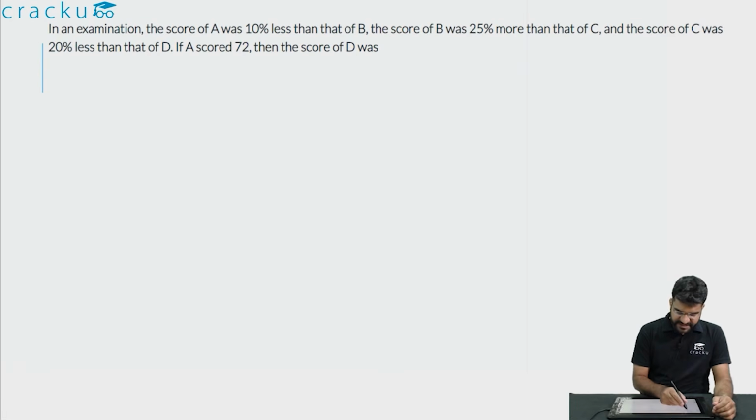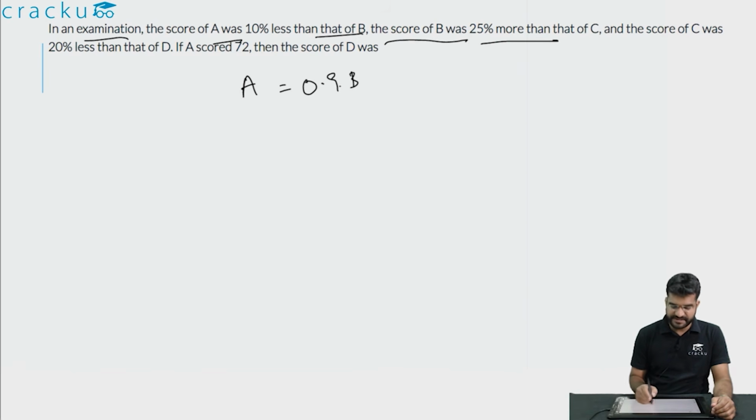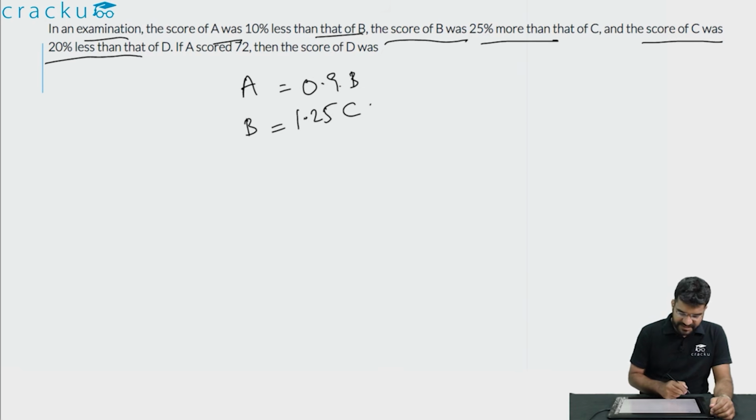In this question, it is given that there is an examination in which the score of A was 10% less than that of B. So the score of A, if you assume it is equal to A, is 10% less, so it will be 0.9 into B. Similarly, the score of B was 25% more than that of C. So the score of B was 25% more, so it will be 1.25 into C. And the score of C was 20% less than that of D. So again, C is equal to 0.8 into D, which is 20% less than the score of D.